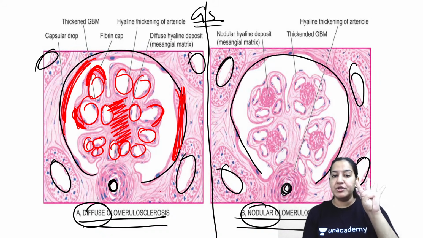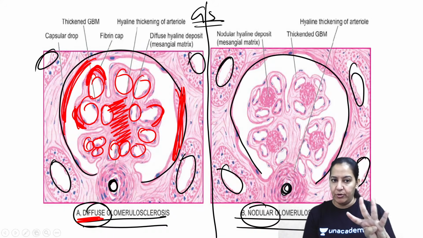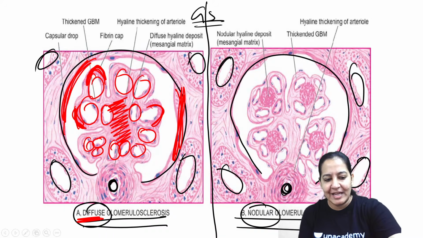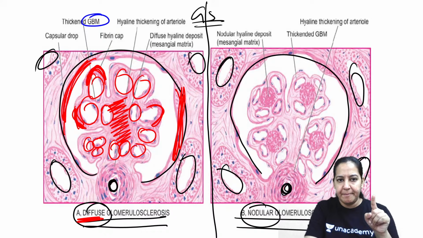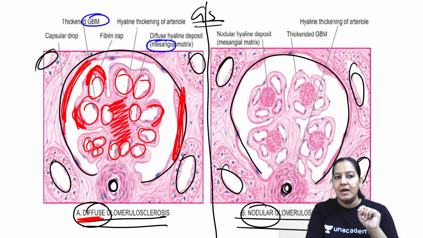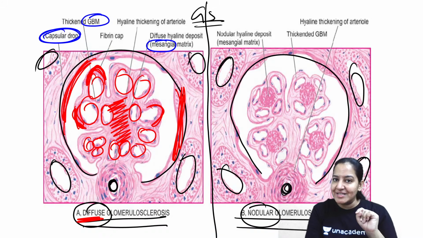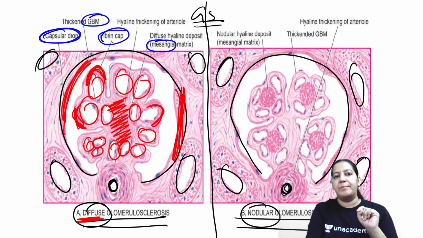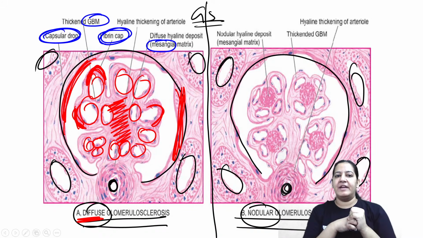Since hyaline is deposited at 4 places, it is known as diffuse. So what are the 4 places? Let me mark them. The first one is GBM, the glomerular basement membrane. It is the first, earliest. Second is the mesangial deposit. Third is Bowman's capsule, known as capsular drop. And the fourth is the fibrin cap, the cap of a capillary.